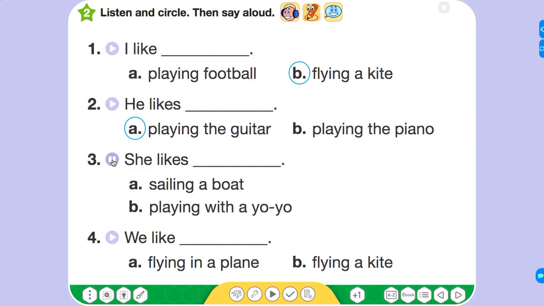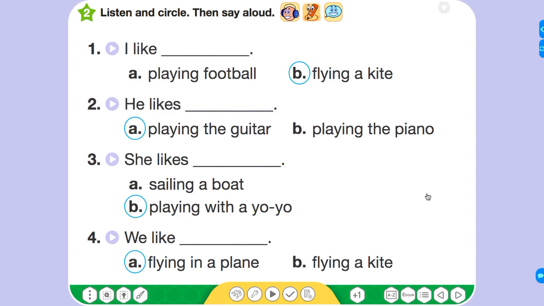Number three. She likes playing with a yo-yo. So B is the correct answer. And number four. We like flying in a plane. Let's read aloud the sentences.